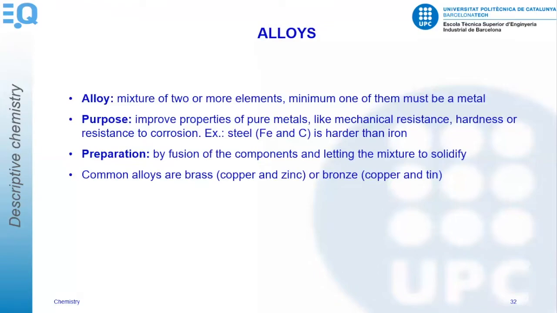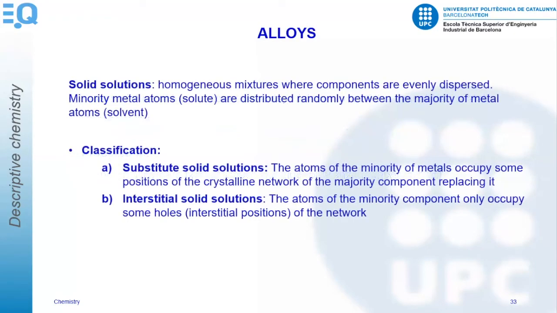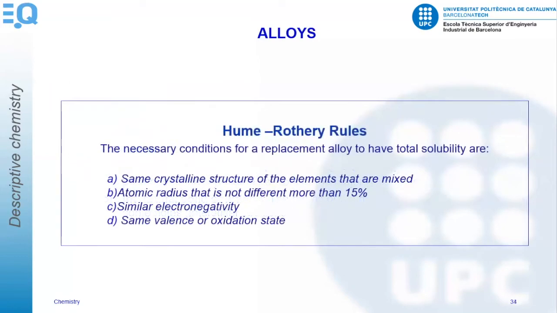Solid solutions are homogeneous mixtures where components are evenly dispersed. The minority metal atoms are distributed randomly between the majority of metal atoms. They can either be a substitute solid solution or an interstitial solid solution.